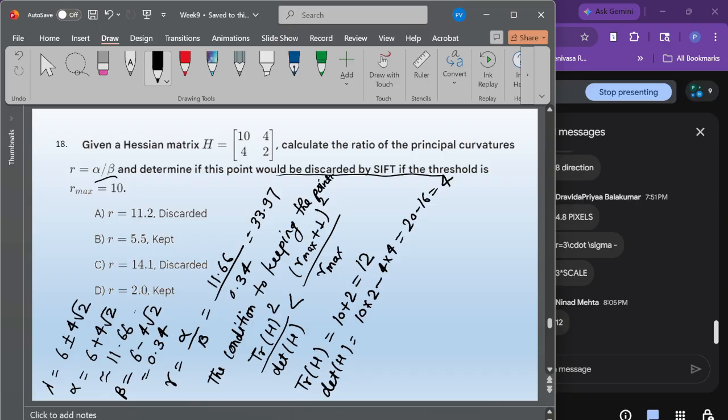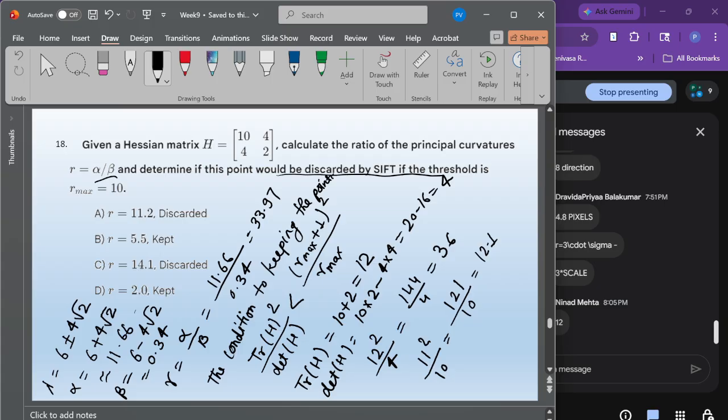Now for that, trace square divided by determinant, that is what we will calculate first. So 144 divided by 4 on this side, and this is equal to 36. Now similarly we have to calculate this side also. R max is given as 10, so 10 plus 1, 11 square, 121, right, divided by 10, so 12.1, right.